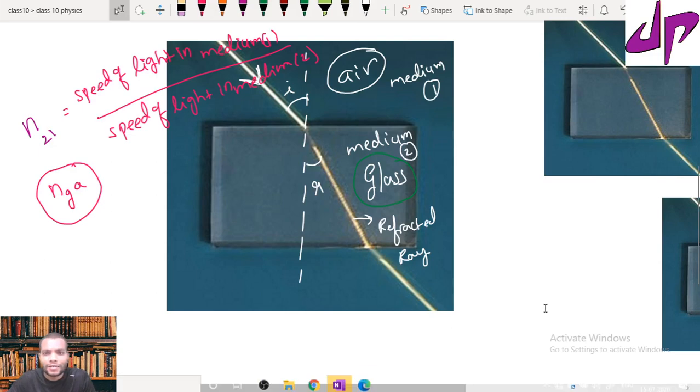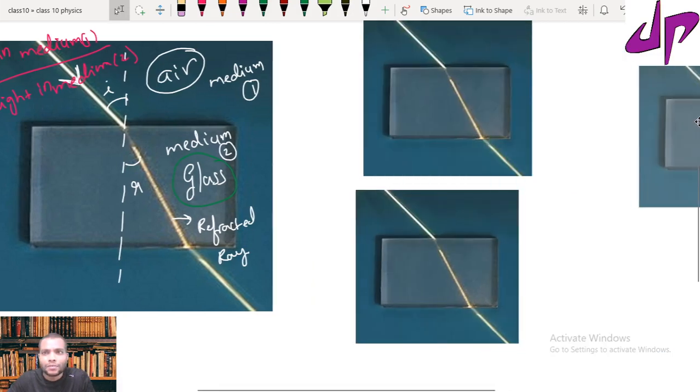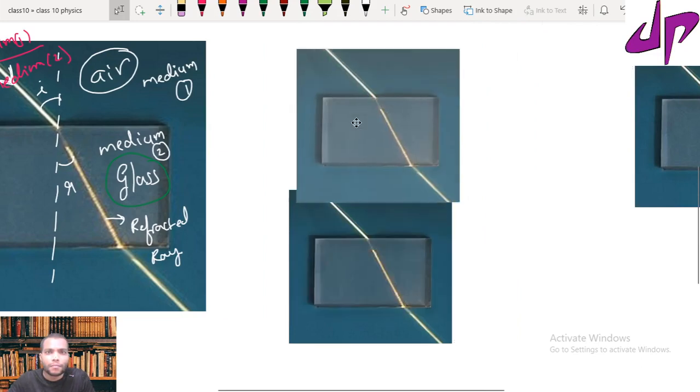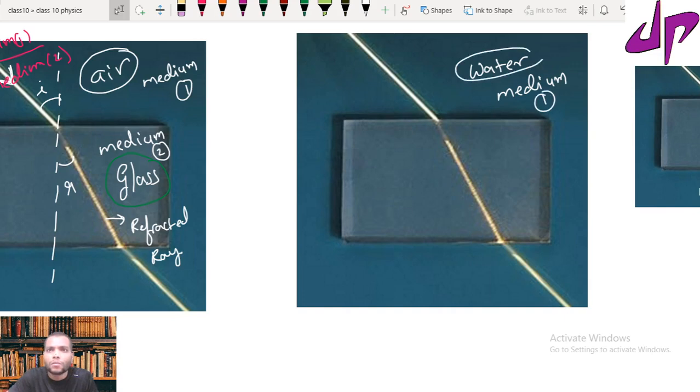Suppose in the second case, I take one more example. Now if I keep this glass slab in water, it means my medium 1 is now water and medium 2 is glass itself. Even though light travels from water to glass, it refracts, it changes its speed.